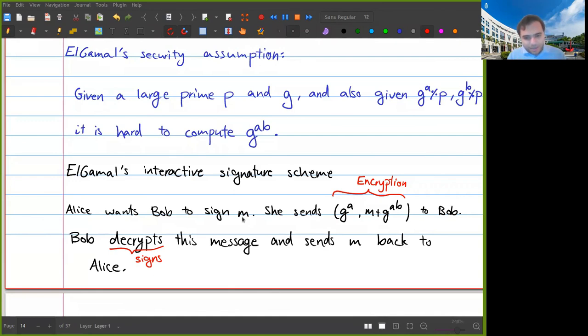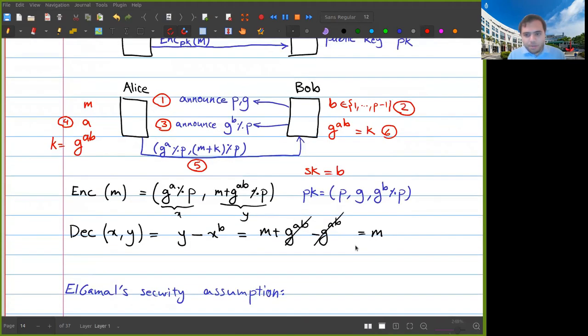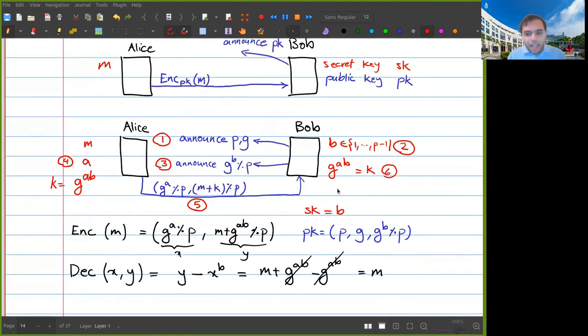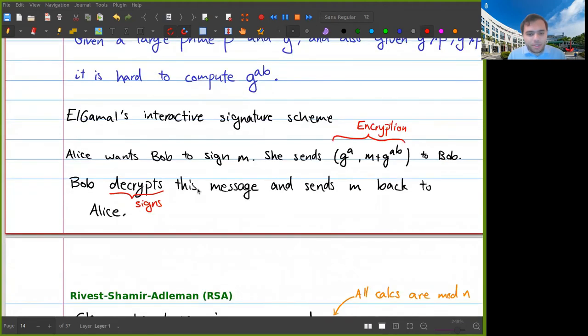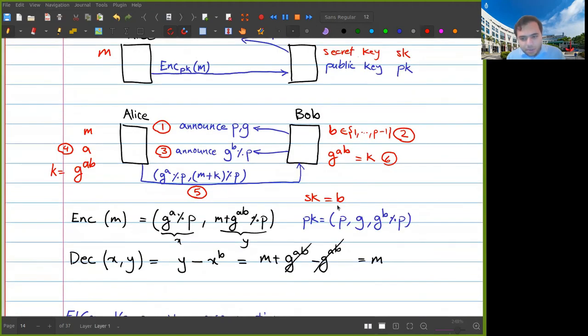But what does Alice exactly know? What Alice knows exactly is that whoever could get this encrypted message and decrypt it back to M must have known the secret key. And what was the secret key? The secret key was this number B, right? But Alice knew G to the power of B. So basically what Bob is doing here is not only that he's proving that I accept M because he's sending M back, but he's also proving that I know B, right? And that's basically how we know that it's Bob.